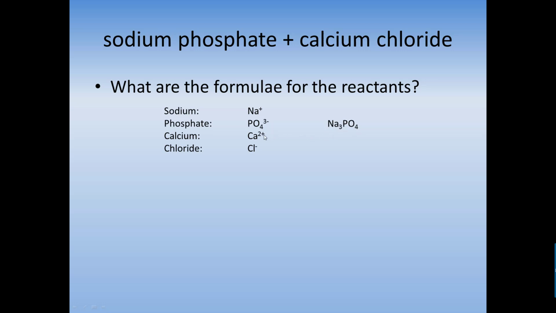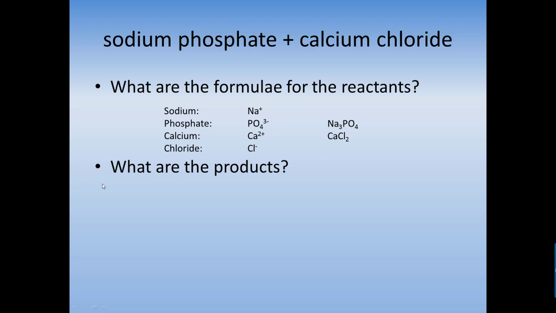Calcium chloride, on the other hand, it's going to take 2 of the negatively charged chlorides to balance the charge on the calcium. So calcium chloride has the formula CaCl2. Now, those are the reactants. What about the products? Let's take a look at the products.